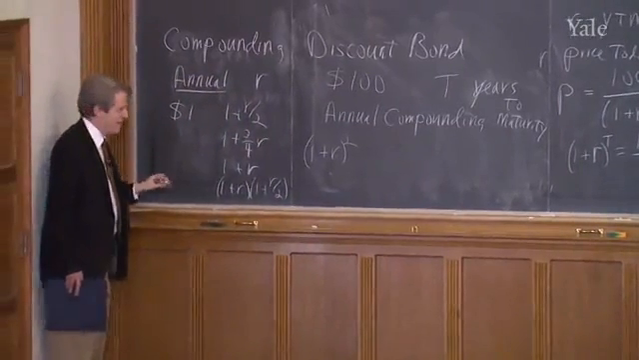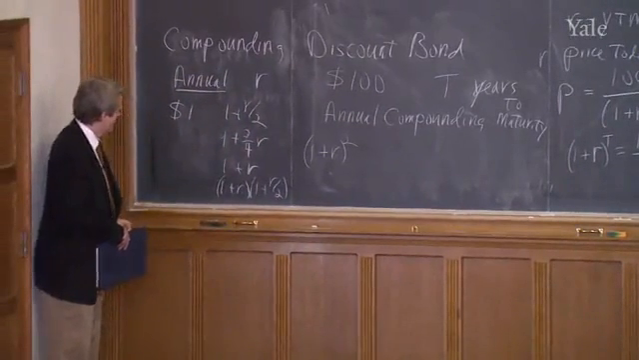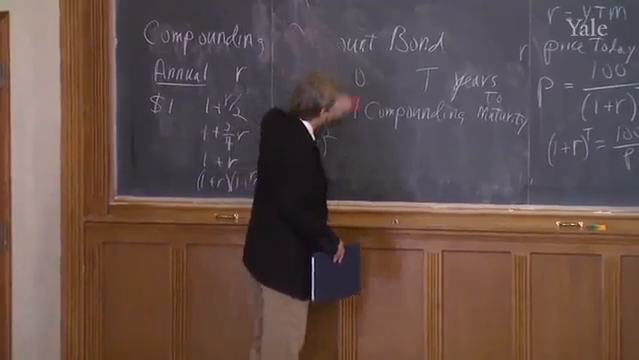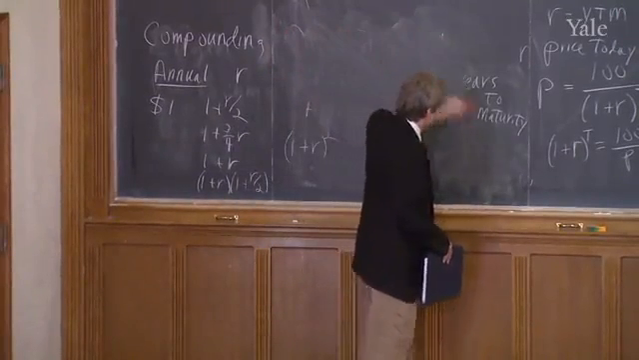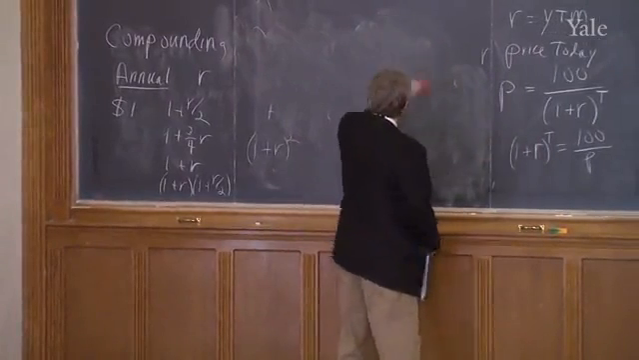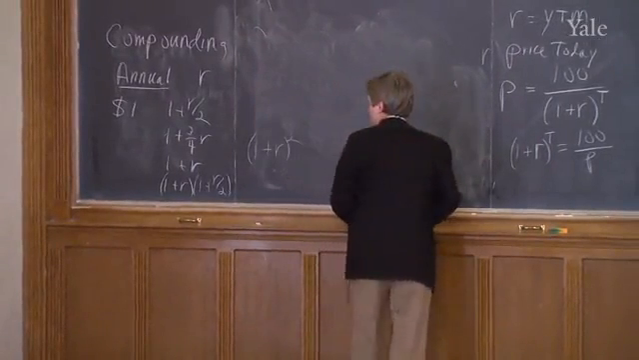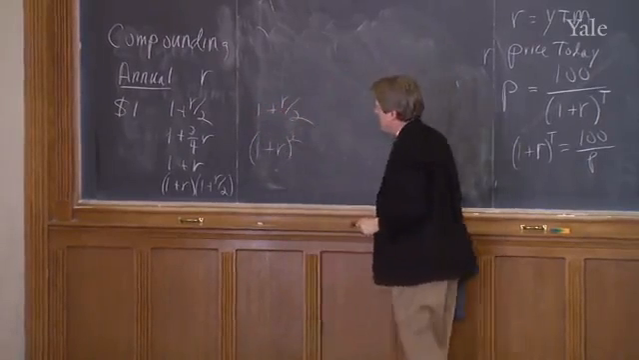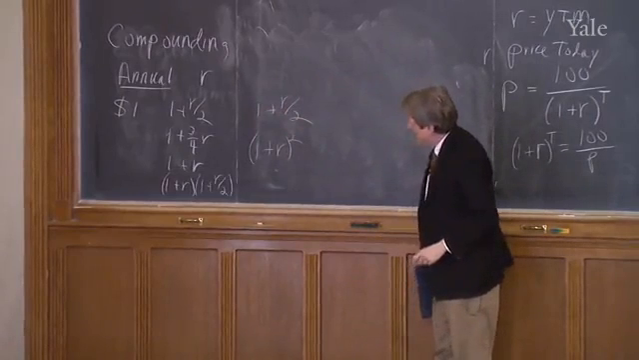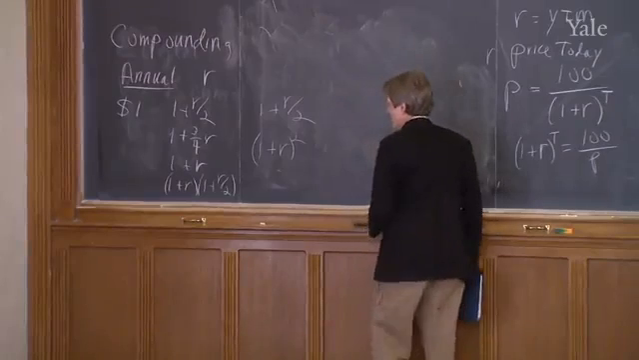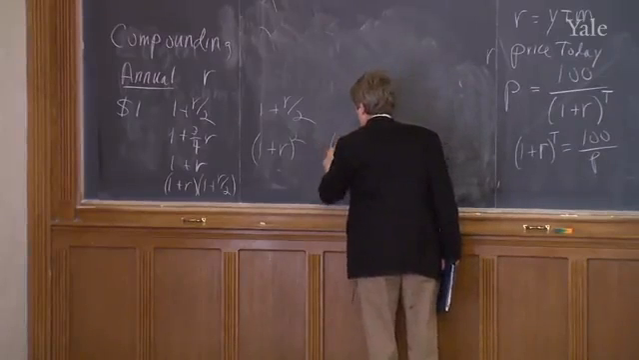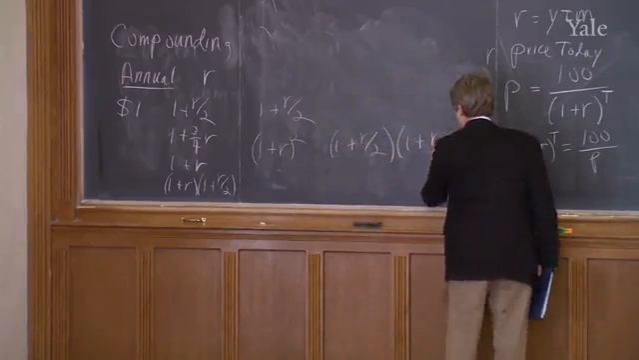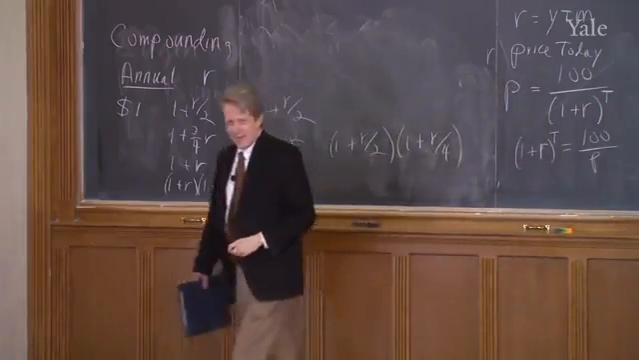That's annual compounding. But the bank could offer you a different formula. They could offer you every 6-month compounding, twice a year compounding. Then here's the difference. After half a year, you'd have 1 plus R over 2, as before. But now, after 3/4 of a year, you would have instead 1 plus R over 2 times 1 plus R over 4, and so on.